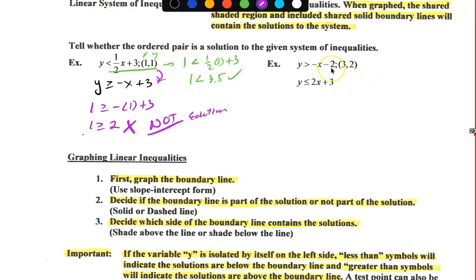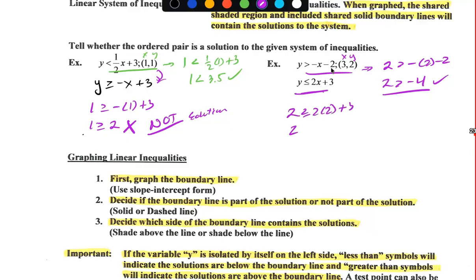So we try this one here, same idea. Here's my x, here's my y. Plug into the top. 2 is greater than -2 minus 2. So I get 2 is greater than -4. That is true. Plug into the bottom one. So 2 is less than 2 times 2 plus 3. So 2 is less than 4 plus 3. So 2 is less than 7. That is true. So it's true for both. So this is a solution.